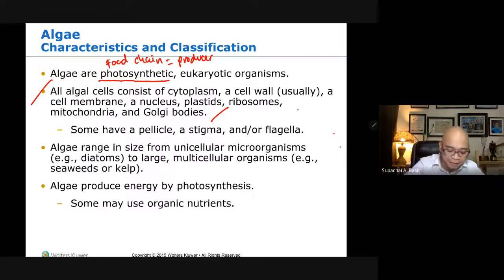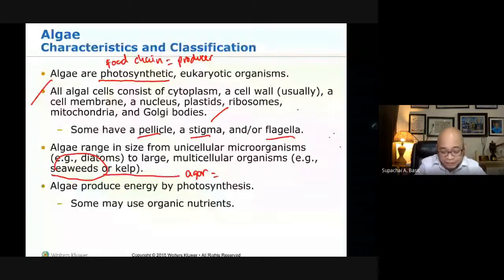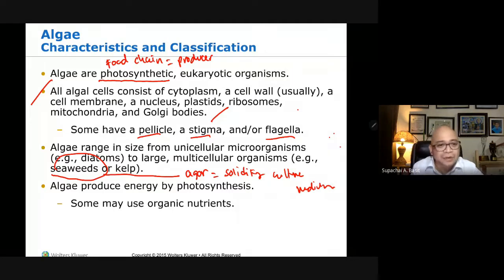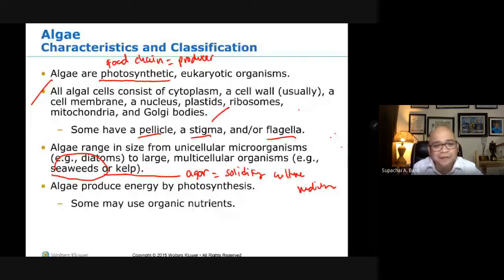Now, some of them would have pellicle, stigma, and flagella. Algae range in size from unicellular microorganisms to large multicellular organisms, such as the ones you can find in the sea, seaweeds or kelp. In fact, seaweeds are an important source of agar. Agar is the one that can solidify culture medium.